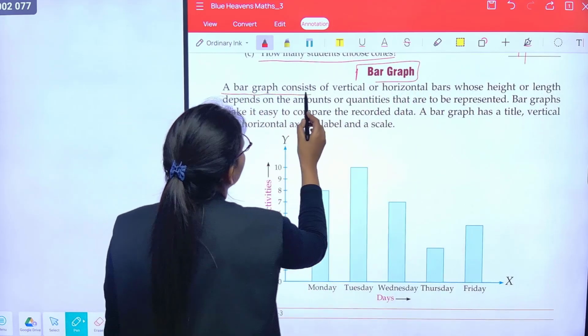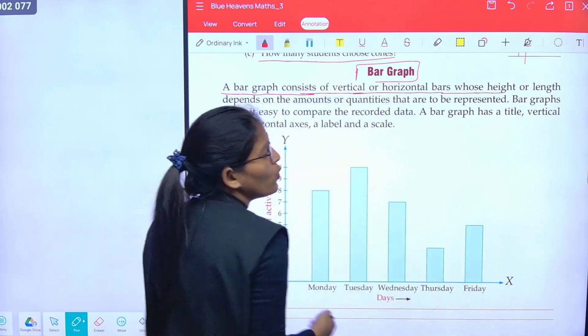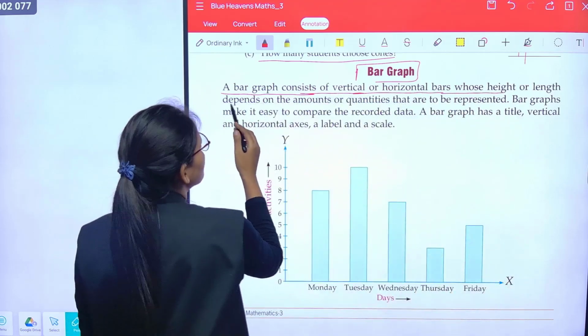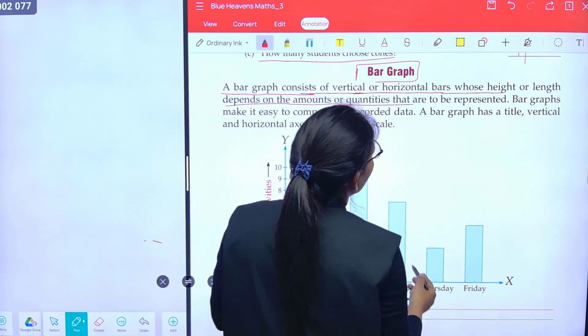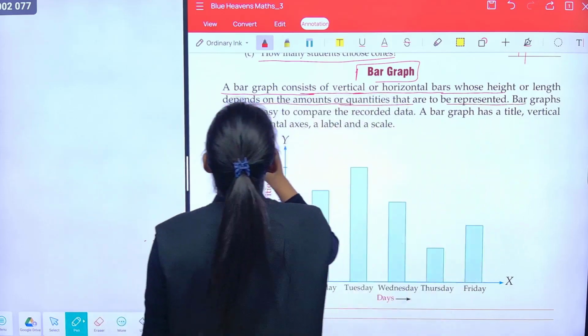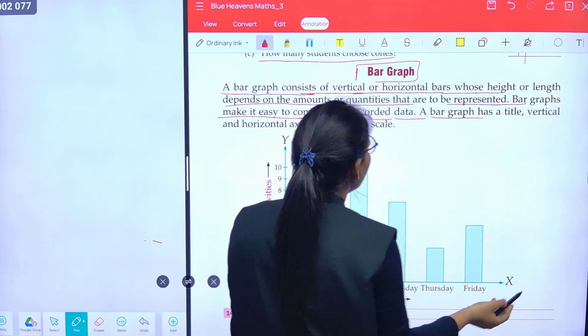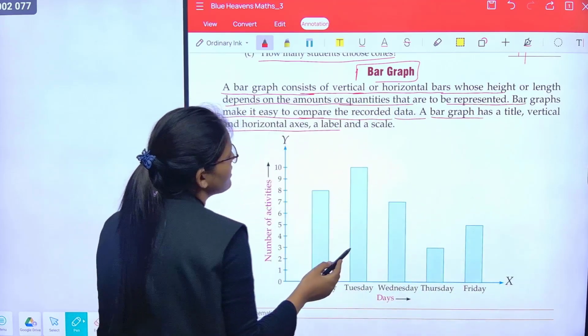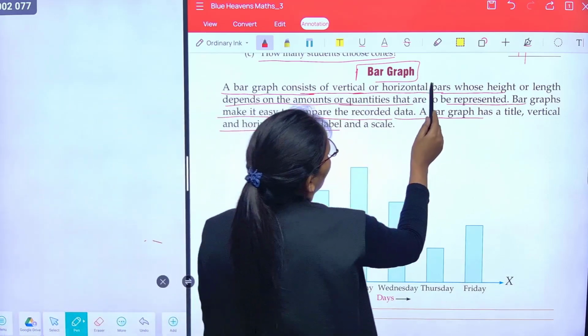A bar graph consists of vertical or horizontal bars whose height or length depends on the amount or quantities that are to be represented. Bar graphs make it easy to compare the recorded data. A bar graph has a title, vertical and horizontal axis, a label and a scale.